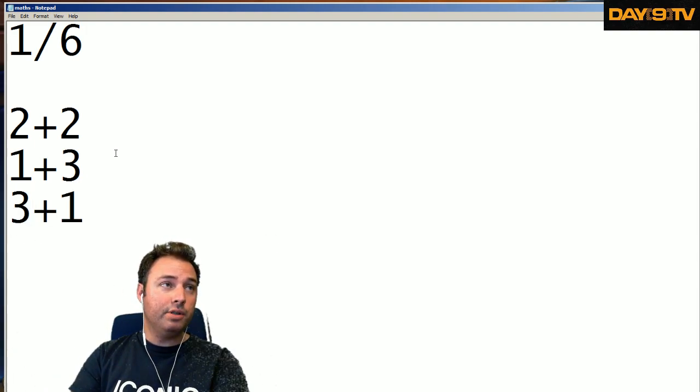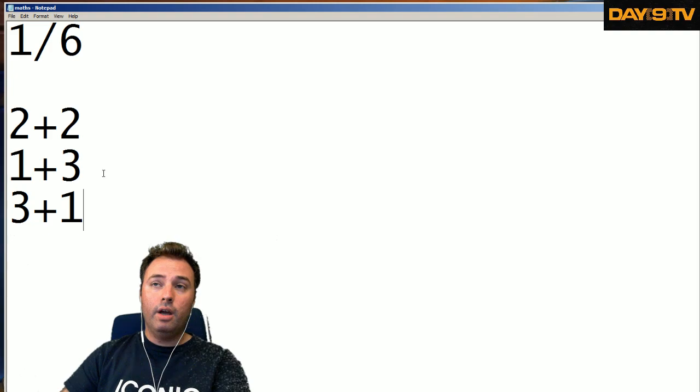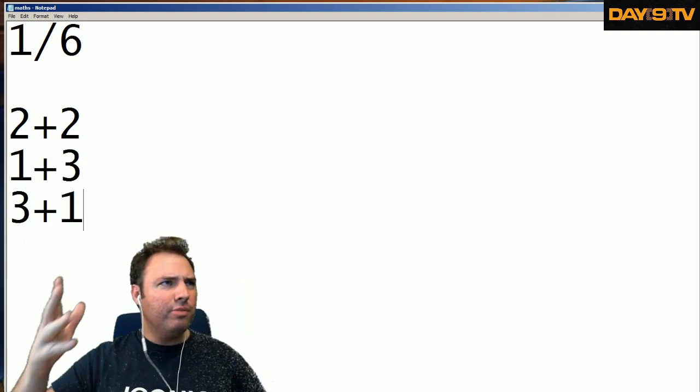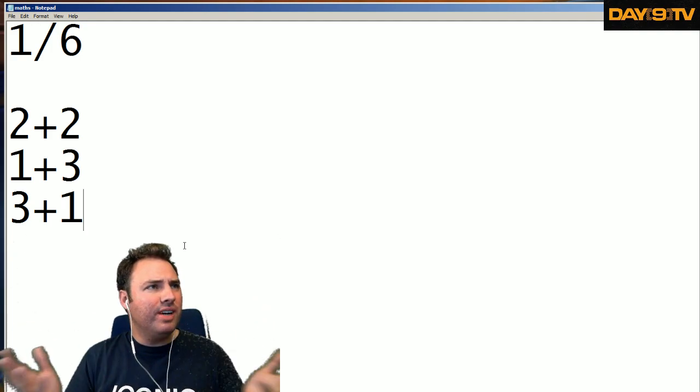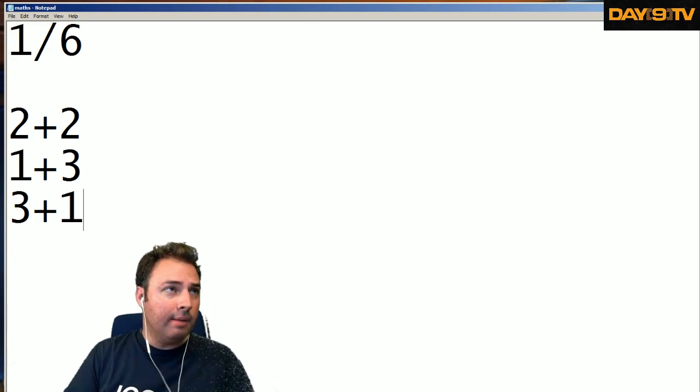This is a different option. Very, very, very important that you note this, right? 1 plus 3 is different than 3 plus 1. Why is that? I've heard people say, why are you considering these as two different options?